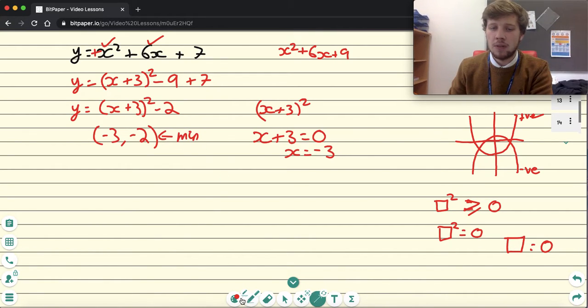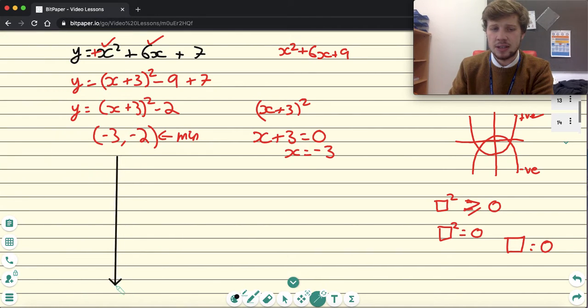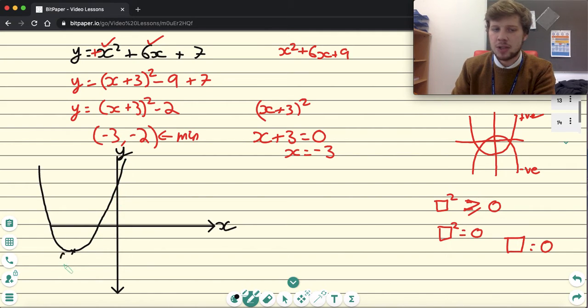So when I come to plot this, I first of all need an axis, sketch I should say. This is x and this is y. Negative 3, negative 2 is going to be negative in the x-axis and negative in the y-axis, so it's going to be some point around here. I'm just going to draw on the parabola, which has the lowest point there, and make sure I label it as negative 3, negative 2.